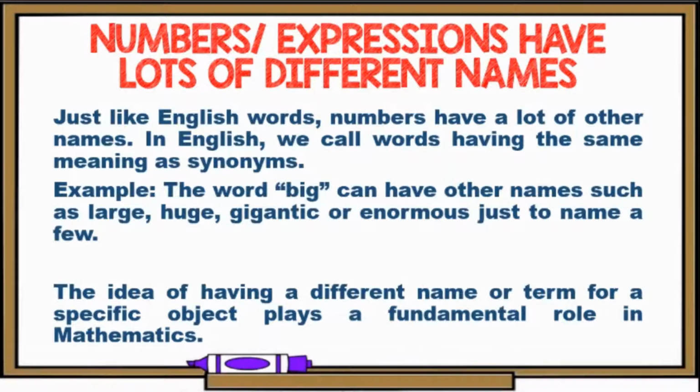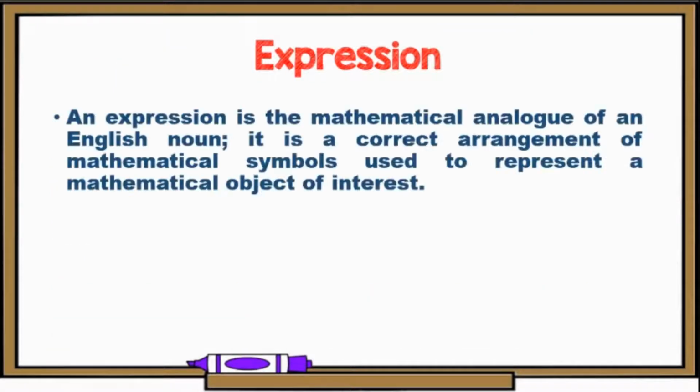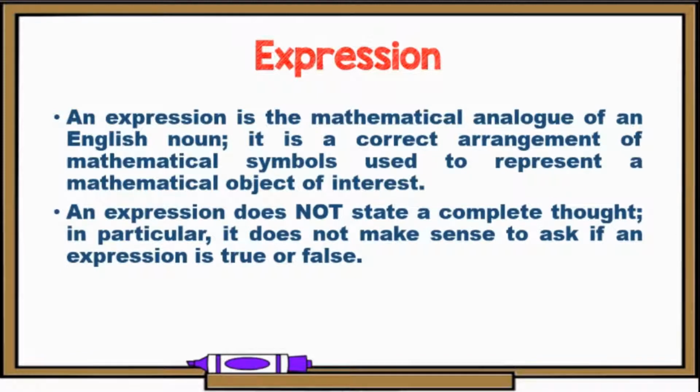Let's go back to the definition of expression. We discussed this from part 1. An expression is the mathematical analog of an English noun. It is a correct arrangement of mathematical symbols used to represent a mathematical object of interest. You have to take note, an expression does not state a complete thought. In particular, it does not make sense to ask if an expression is true or false.